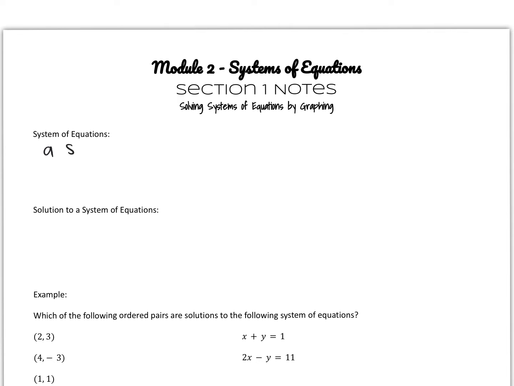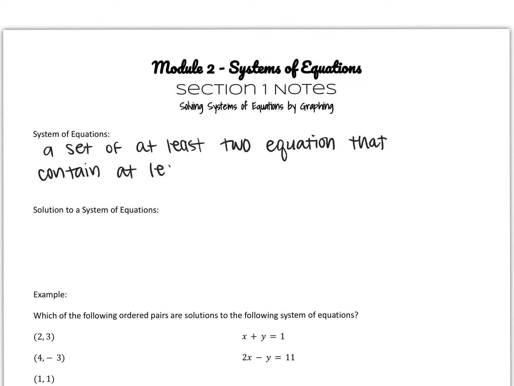So it's a set of at least two equations that contain at least two variables. We are going to start looking at a set of equations with two equations and two variables. But there will be a section where we look at three variables and three equations. So it's not exactly two equations or exactly two variables.